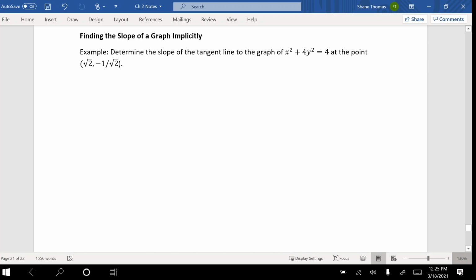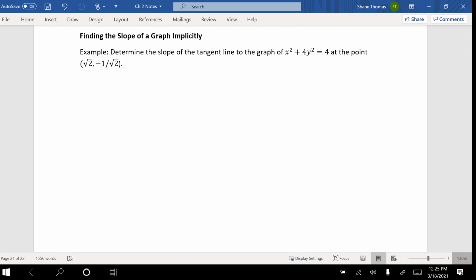Find the slope of a graph implicitly. So we've done this quite a few times. We found the derivative of something, and then we just applied it to a certain point. That gave us the slope of the line at that point, right? All right, so we want to determine the slope of the tangent line to the graph of x squared plus 4y squared equals 4 at the point root 2, negative 1 over root 2. So we find the derivative first, just like we did with the implicit differentiation on the last two, and then just plug the points in. Okay, it hasn't changed from the process that we learned back at the beginning.